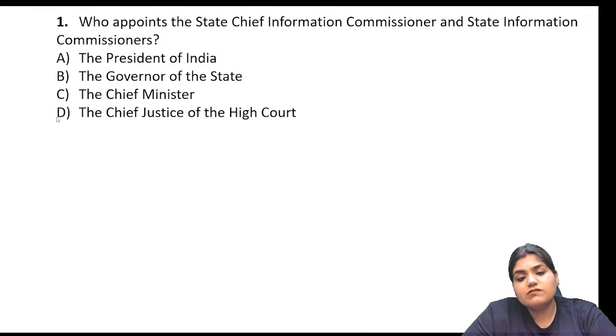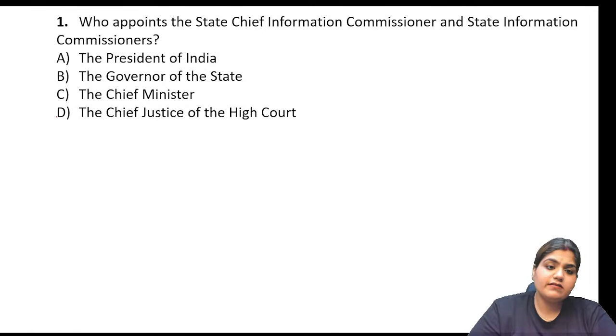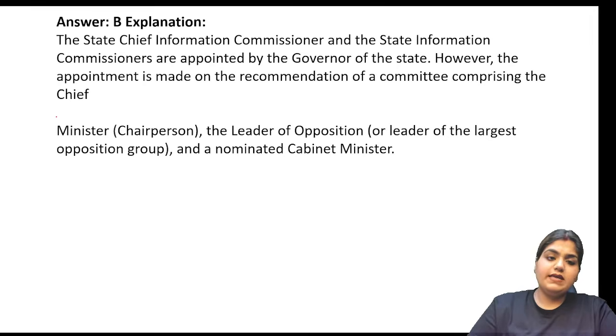Who appoints the State Chief Information Commissioner or State Information Commissioner? It is the person who is at the state level. That is the Governor of the state. B is the correct answer.